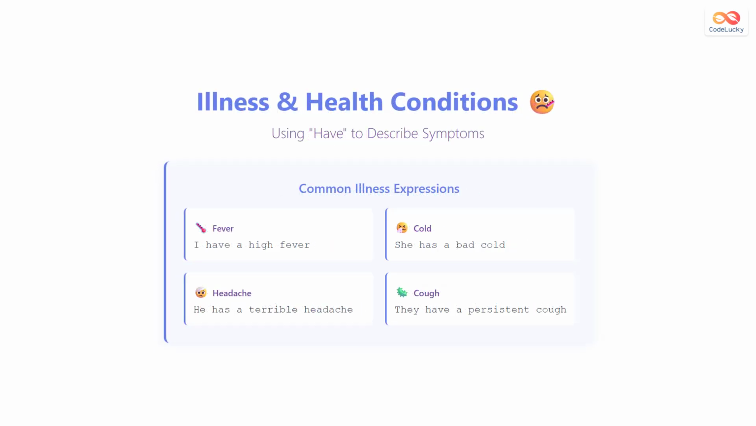The verb to have is commonly used to express illnesses and health conditions. When someone is sick, we describe their symptoms using to have. If someone has a high fever, we say I have a high fever. For a cold, we say she has a bad cold. If someone has a headache, we say he has a terrible headache. For a cough, we say they have a persistent cough. This is the standard way to describe symptoms and illnesses in English. It is much more common than other expressions.